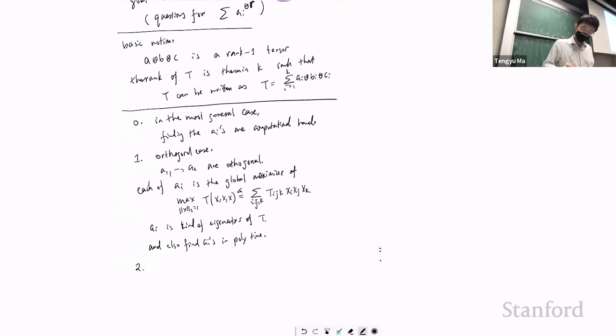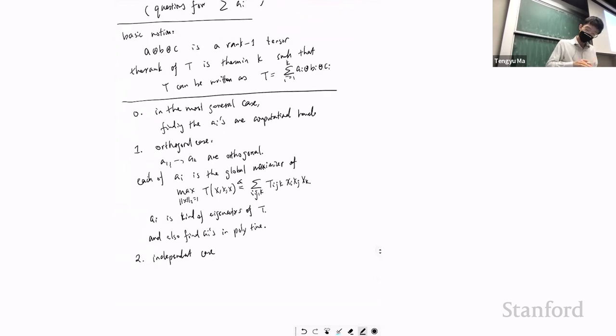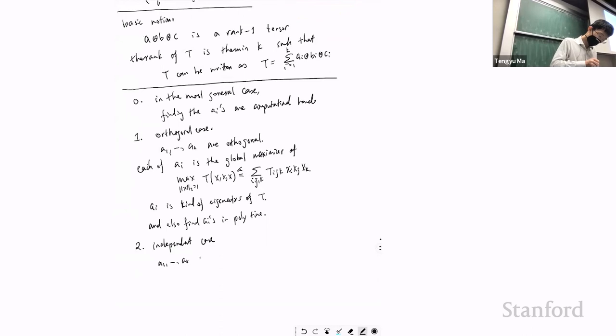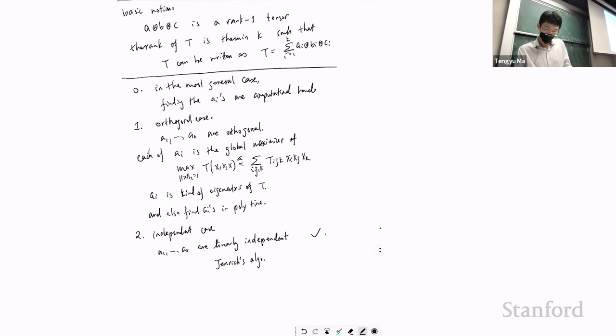So that's one case. Another, more general case is the independent case. It turns out that if A1 up to AK are linearly independent, then this is also a good case. You can find this in polynomial time. I think the algorithm is called Jennrich's algorithm. I'm not going to describe all of this algorithm because it will take too much time. As long as you have some basic knowledge, you can search the literature, and there are many papers about this kind of thing.